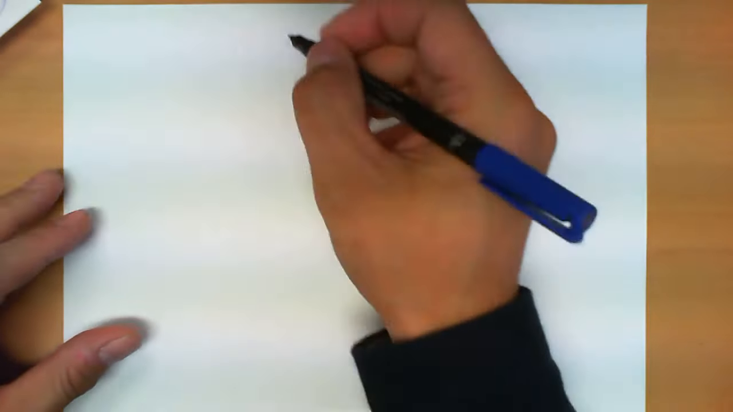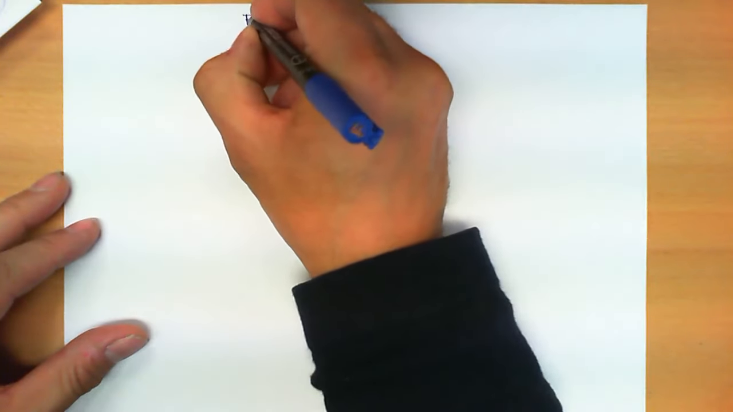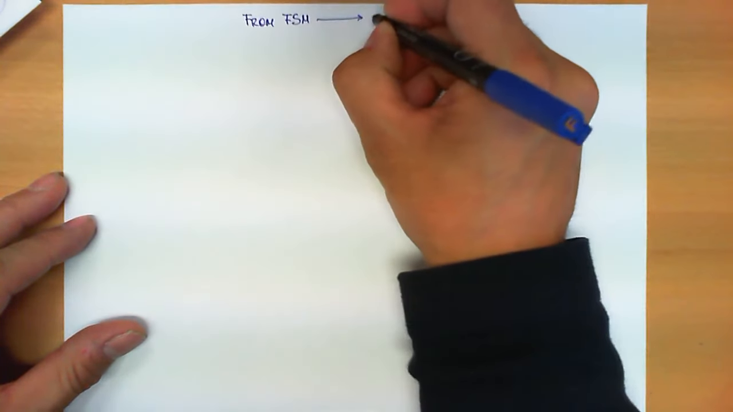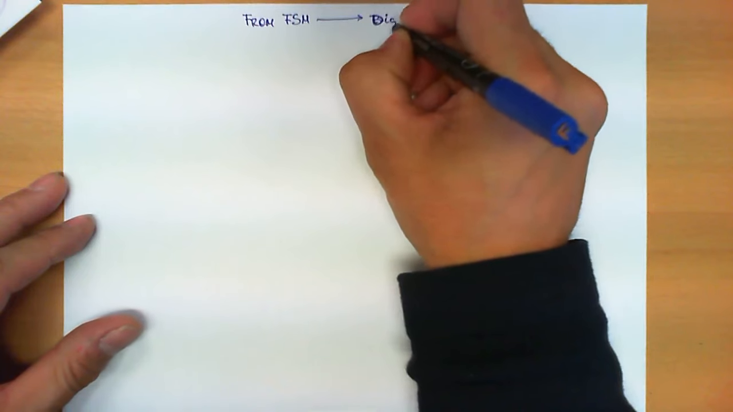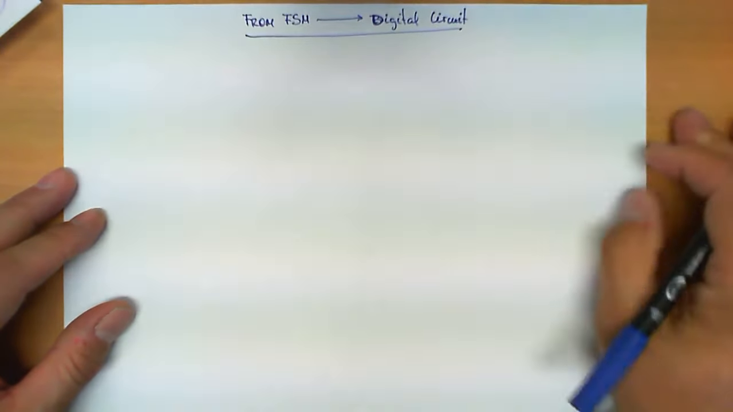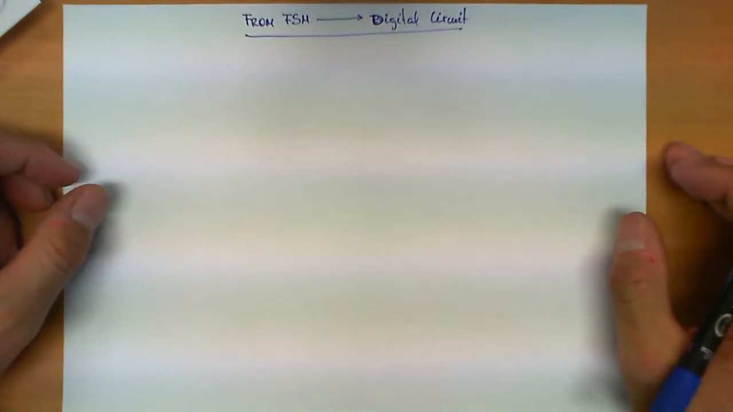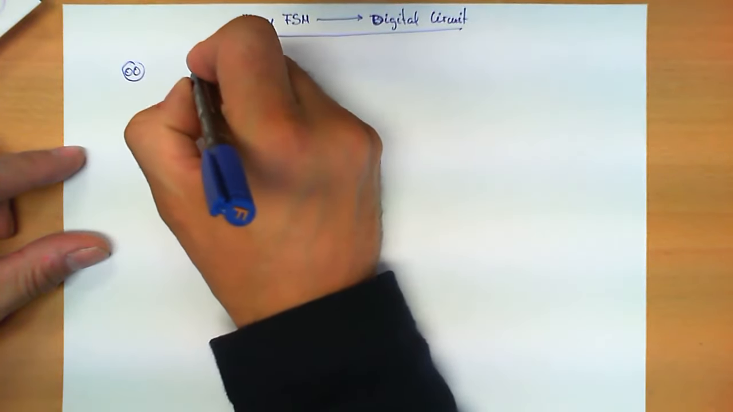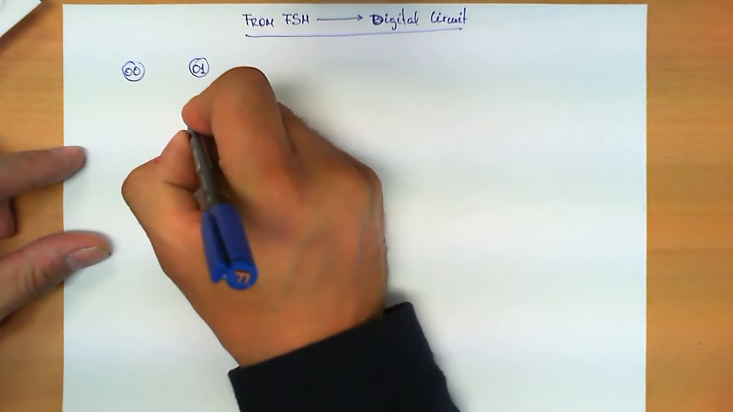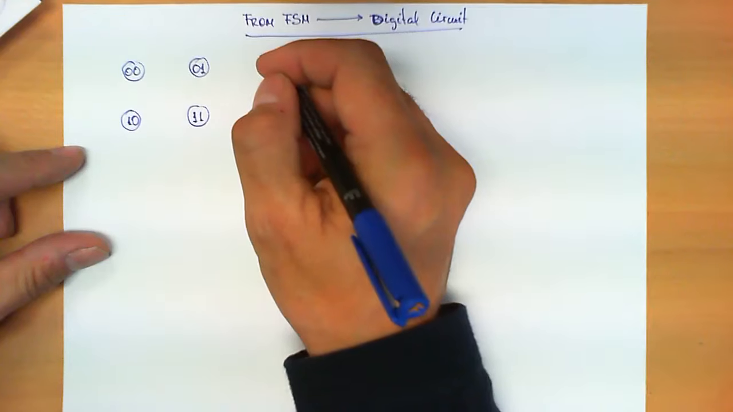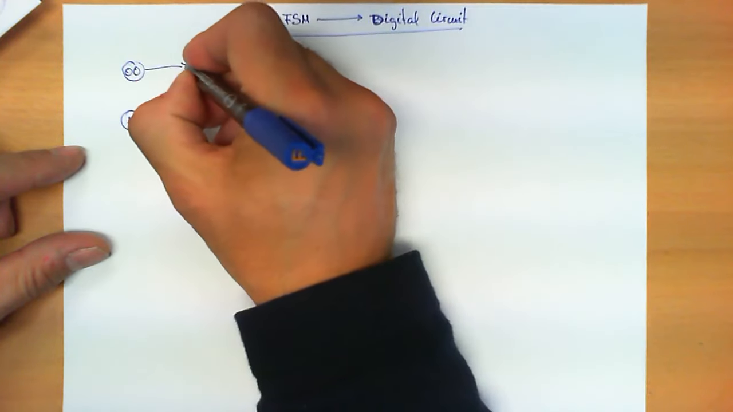In this video we're going to explain the process to translate, or to go from, a finite state machine and build a digital circuit. Now, in order to explain this process, we are going to start from our generic finite state machine that has four states, 00, 01, 11, and 10, and it has the following transition structure.